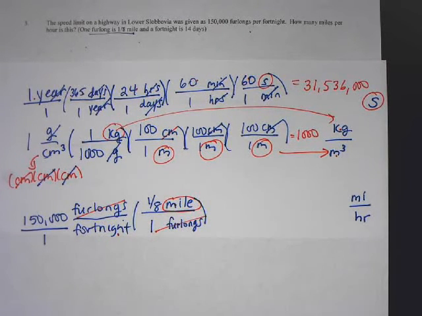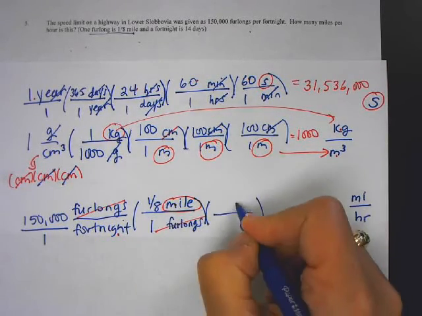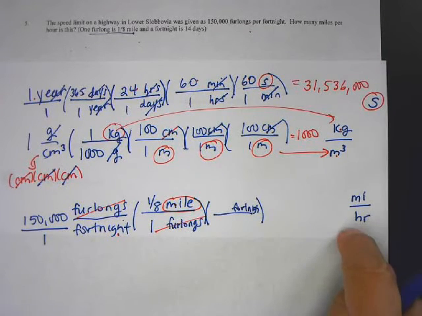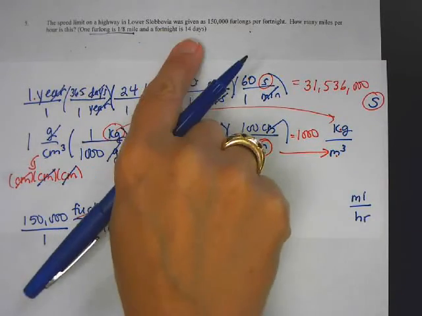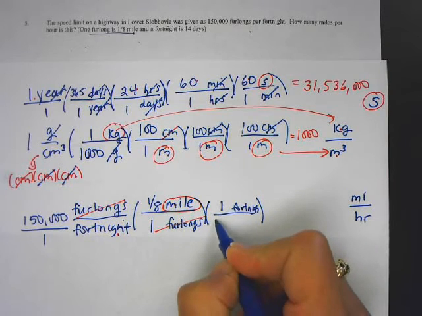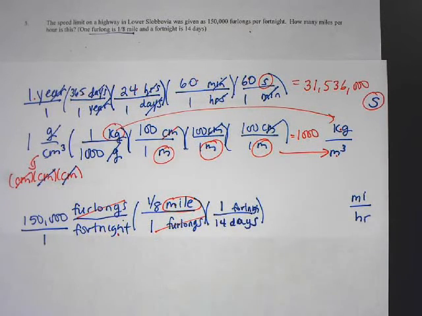So now I can start looking at the bottom. So I have fortnight in the denominator. So I put fortnight in the numerator. And I want to go from fortnight to hours. Well, it doesn't say fortnight per hours. It says fortnight in days. So what it tells me is 1 fortnight is 14 days. So this fortnight in the denominator cancels with this fortnight in the numerator.